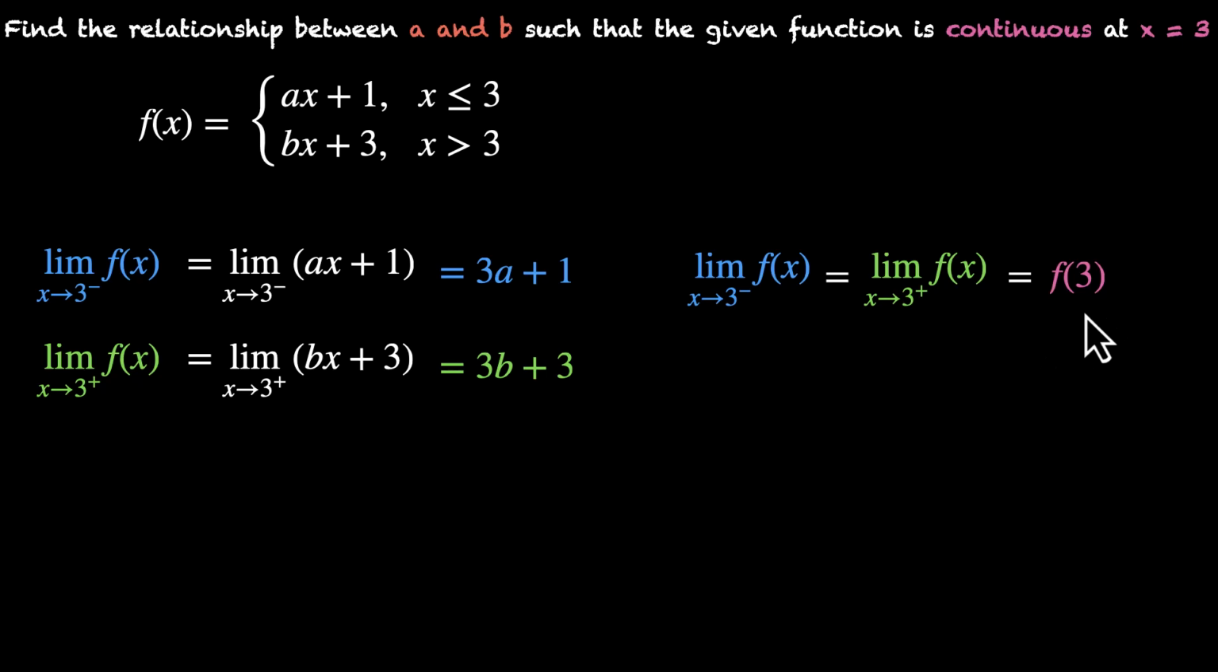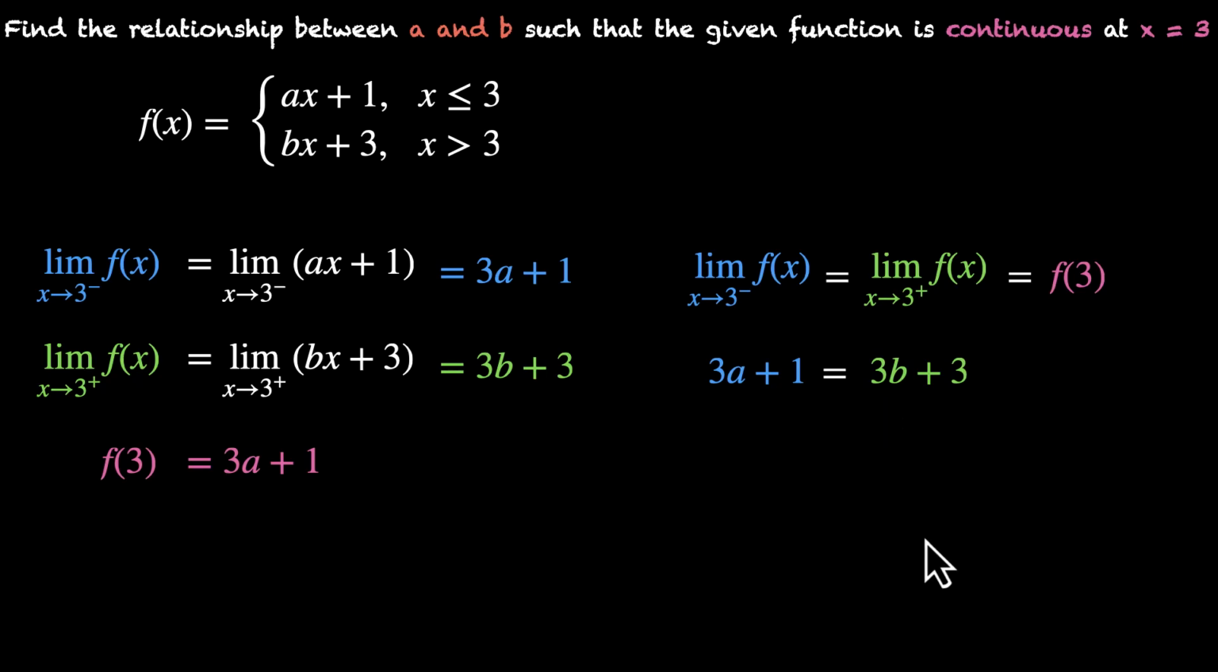But let's also plug in f of 3. So f of 3 is 3 times a plus 1. When x is 3, we'll use this one because this says x is less than or equal to 3. When x is 3, we'll use ax plus 1. So what we got from here is the left hand limit, that's 3a plus 1. That's equal to the right hand limit, that's 3b plus 3. That's equal to the value of the function at 3. That's 3a plus 1, but we have already taken 3a plus 1, so we don't need to write it again. So 3a plus 1 equals 3b plus 3. That's the relationship that we're looking at.